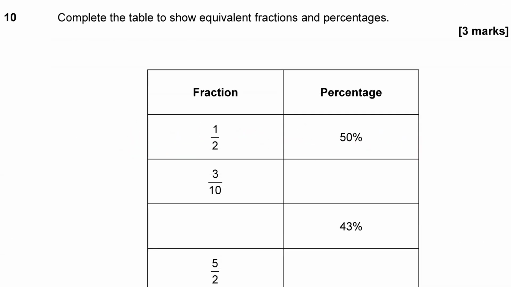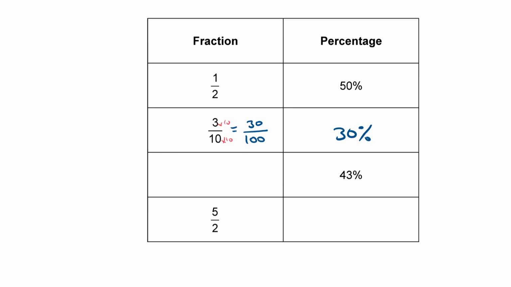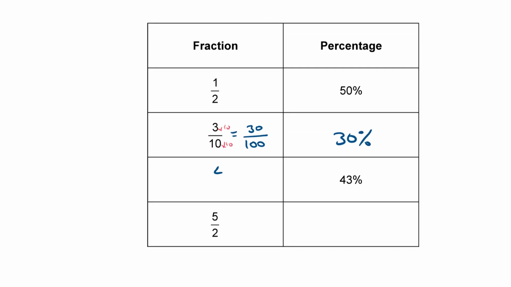Question 10. Complete the table to show equivalent fractions and percentages. Okay, so I've got a half, and we already know that that's 50%. Then I want to pair up 3/10 with its equivalent percentage. Well, I know that 3/10 is the same thing as 30 over 100, just by multiplying top and bottom by a factor of 10. And so that means that 30 over 100 is 30%, because a percent is just out of 100. So 43%, that's going to be the same thing as 43 over 100.